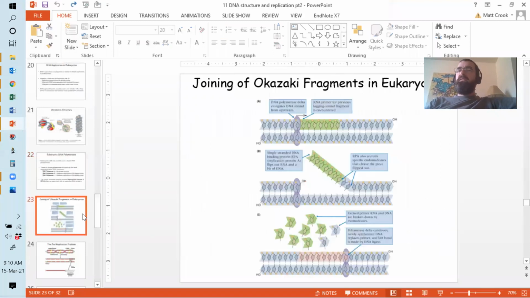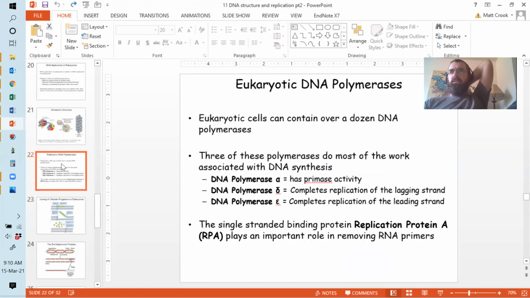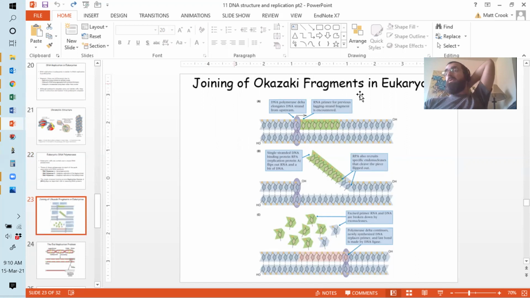Okay, so the same issue applies in eukaryotes as in prokaryotes, that they have an RNA primer that needs to be removed and replaced with DNA, and finally having that sugar phosphate backbone resealed, so there is no nick in the backbone. And really, we've got the same kind of issue here. We've got our DNA polymerase. This is delta, so that must be for the lagging strand. Yeah, that's right.